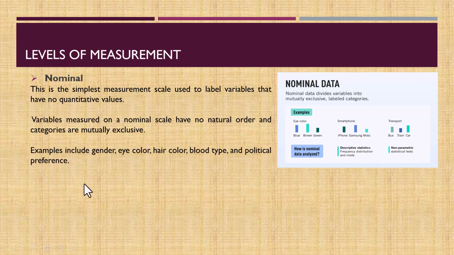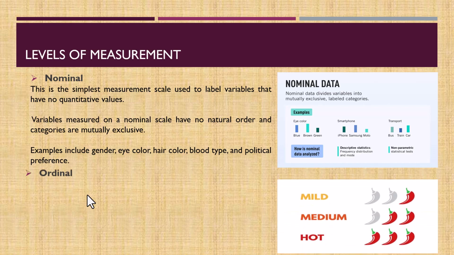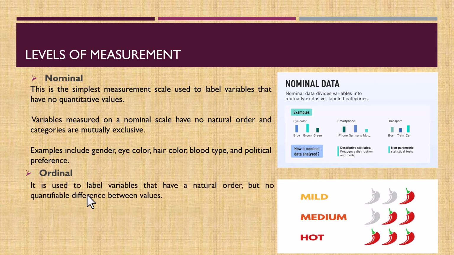Some of the examples may include gender. A person's gender, someone can be male, and male can come first, or female can come first. We have eye color, we have hair color, we have blood type. We can start with blood type A or something like that. We have political preference. Let's look at the second level of measurement, which is ordinal. Ordinal, as you can hear from the word order, is used to label variables that have a natural order, like things follow a specific order.